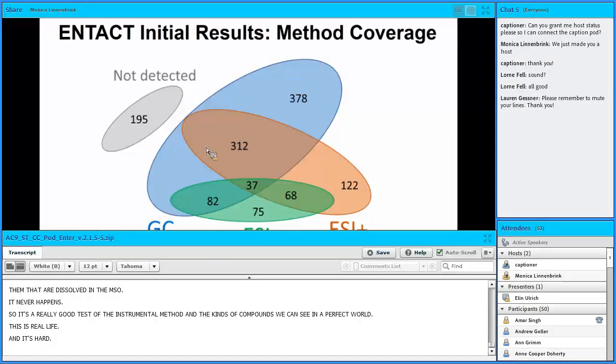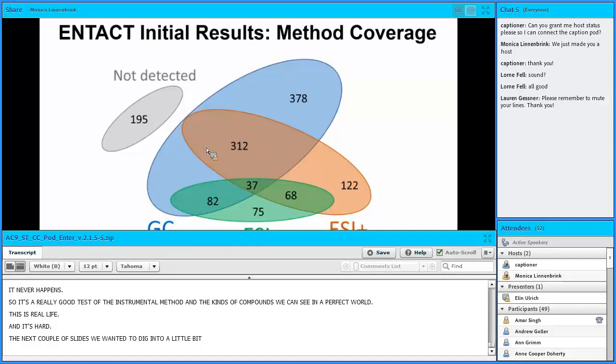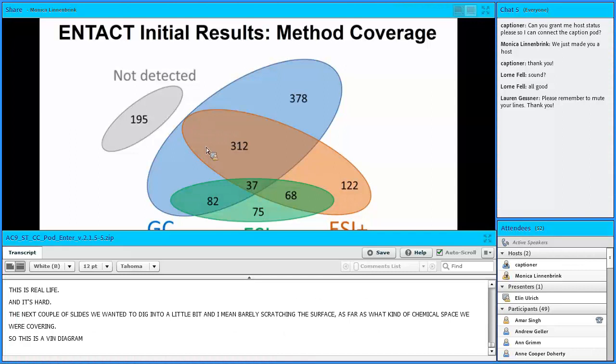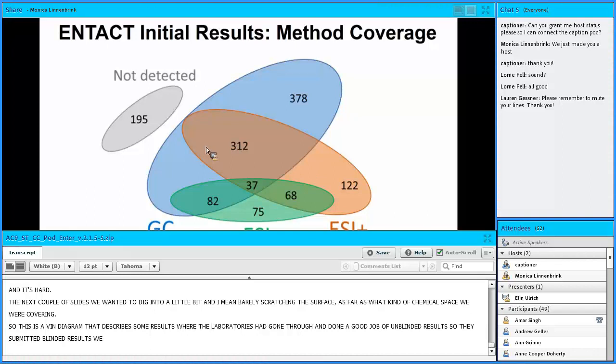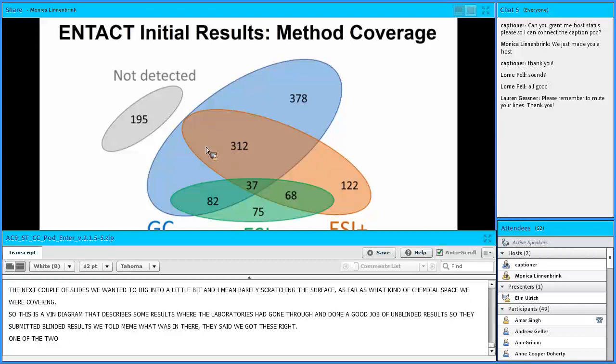The next couple of slides, we wanted to dig in just a little bit, and I mean just barely scratching the surface, as far as what kind of chemical space we were covering. So this is a Venn diagram that describes some results where the laboratories had gone through and done a good job of their unblinded results. So they submitted their blinded results. We told them what was in there. They said, we got these right. So one of the two laboratories that is depicted here used gas chromatography. The other one used liquid chromatography in electrospray positive and negative mode.